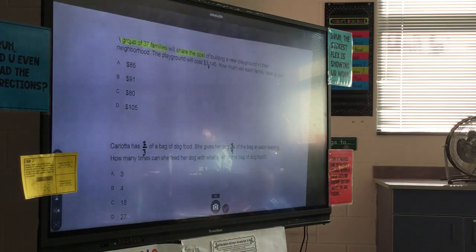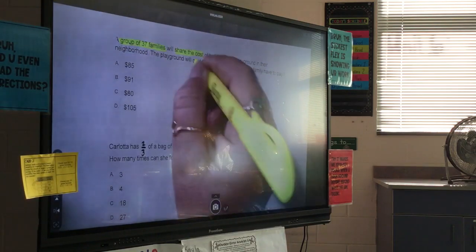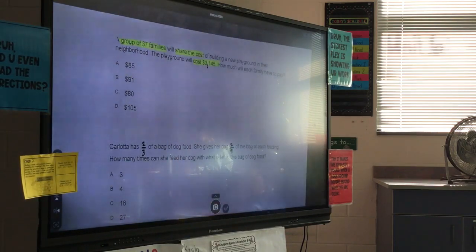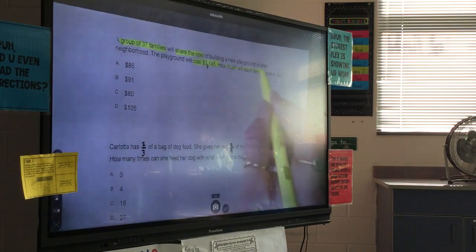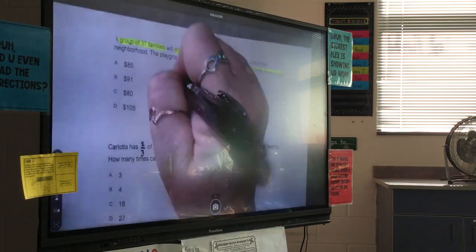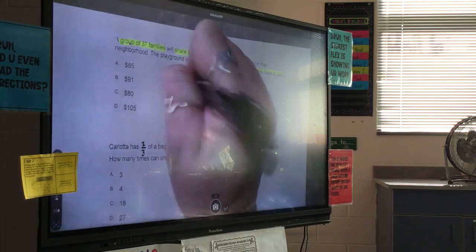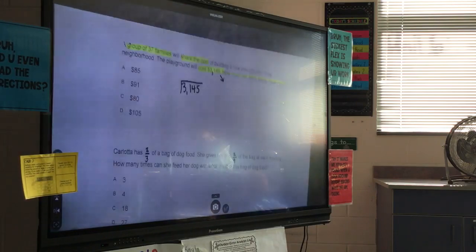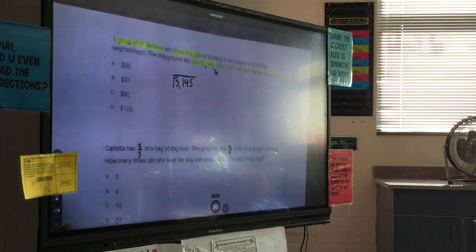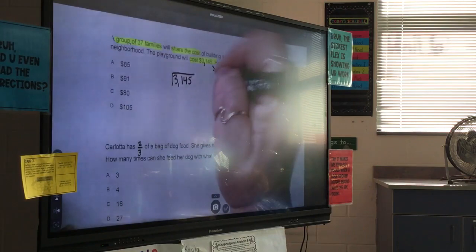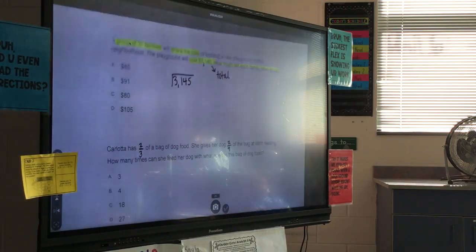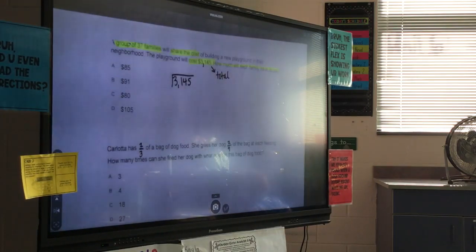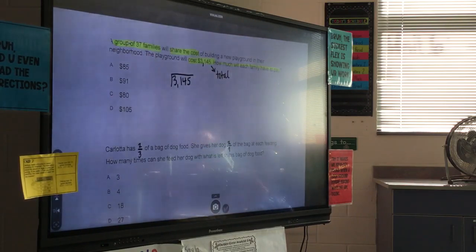The playground will cost. Angel. Okay, and then obviously we need to find out how much will each family have to pay. So long division. 3,145 is our what? It's our dividend, but it's also our what? It's our total. So remember, the first number in the word problem doesn't always come first and go inside. This is why it's important to know which one is your total.